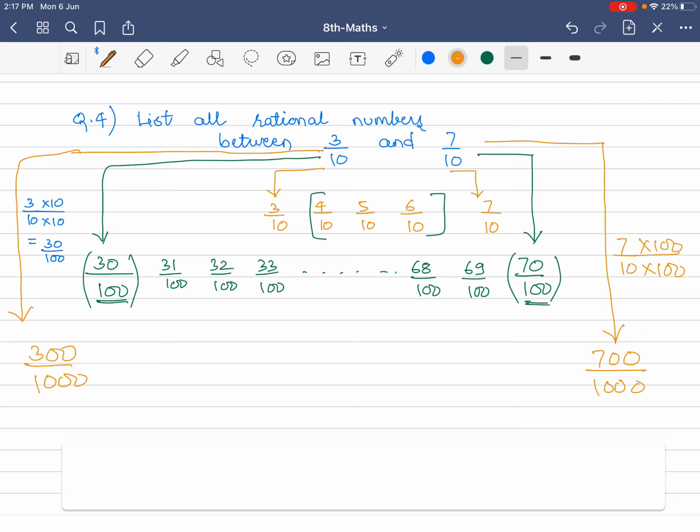Starting from 301 upon 1000, 302 upon 1000, and so on, 500 by 1000 will come in between, 600 by 1000 will come in between, up to 700 by 1000. So we have 300 to 400 numbers in between 3 by 10 and 7 by 10. And thus we can continue and keep on applying the same concept and keep on finding more and more rational numbers between 3 by 10 and 7 by 10.